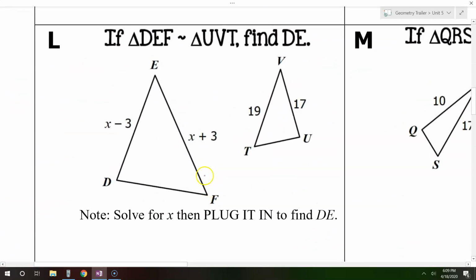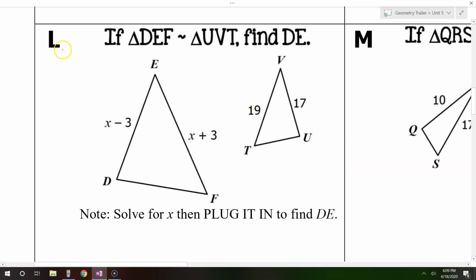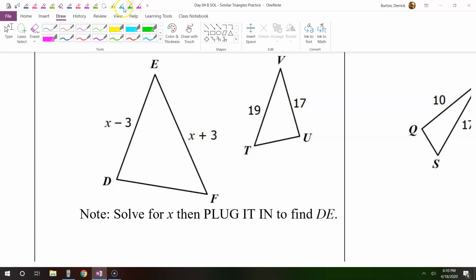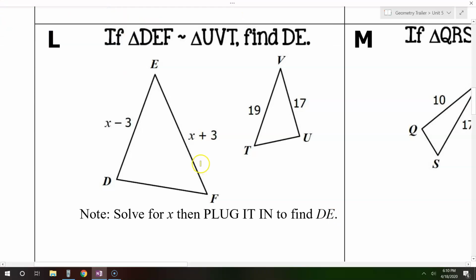Okay. Be careful because this one has an extra step. We're going to solve for x, but then we're going to plug it in to find DE. So watch out for that extra step. Let's start by matching up our corresponding sides. X plus 3, that is EF. Here's EF right here. That corresponds with VT. And here's VT right here.